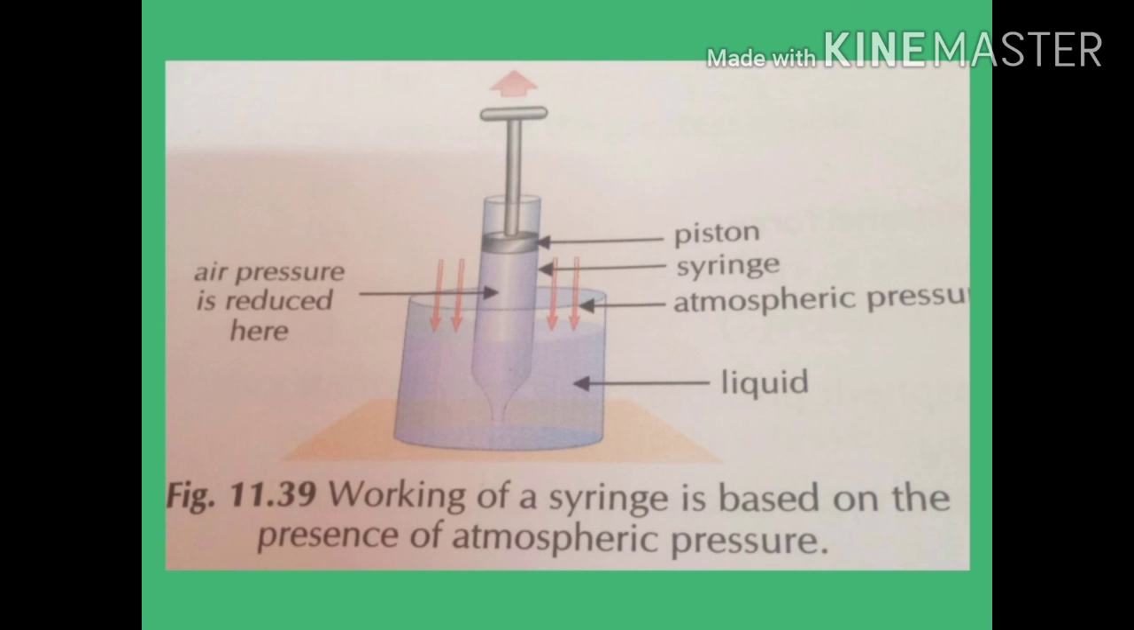Here in this slide you are seeing a syringe. When we dip a syringe in a liquid and pull its piston, the pressure inside the syringe gets reduced. The atmospheric pressure acting on the surface of the liquid is more in comparison to the air pressure in the syringe, and thus it pushes the liquid up into the syringe.